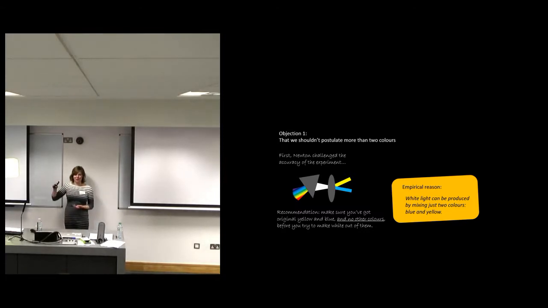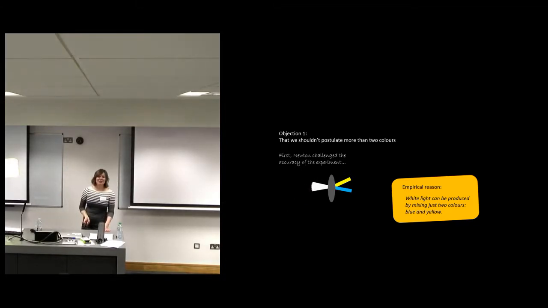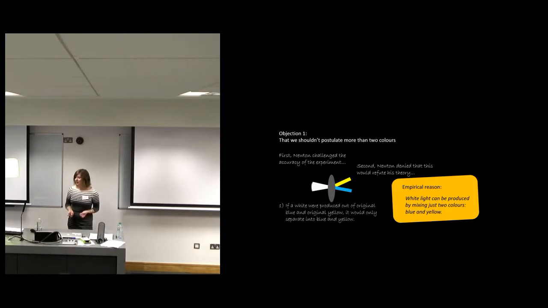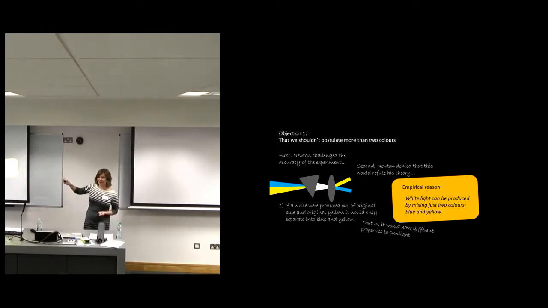Basically, you could do this by running an experimentum crucis and putting some extra lenses in there to direct the colours to the same point. But then he also makes a second point. He says, look, this isn't going to refute his theory anyway if this turns out to be the case. If white were produced out of original blue and original yellow, it would only separate into blue and yellow. That's how the experiment would look. And so this isn't a problem for him for two reasons. Firstly, it would have different properties to sunlight. What we'd find is that you could have white that has different kinds of properties.